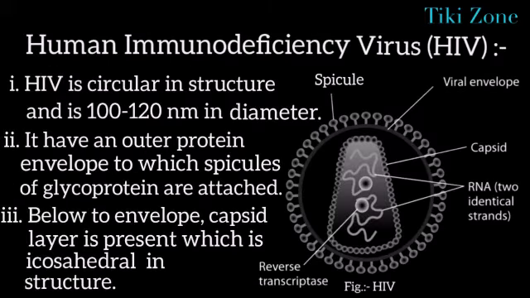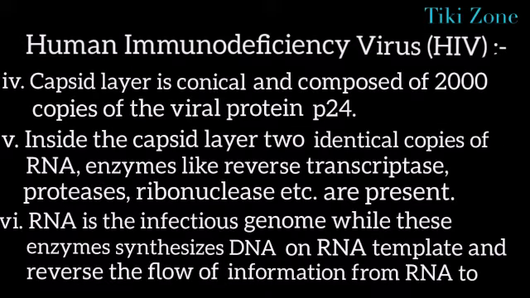The next virus we are going to discuss is the human immunodeficiency virus, or HIV. HIV is circular in structure and is 100 to 120 nanometer in diameter. It has an outer protein envelope to which spicules or spikes of glycoprotein are attached. Below the envelope, the capsid layer is present, which is icosahedral in structure.